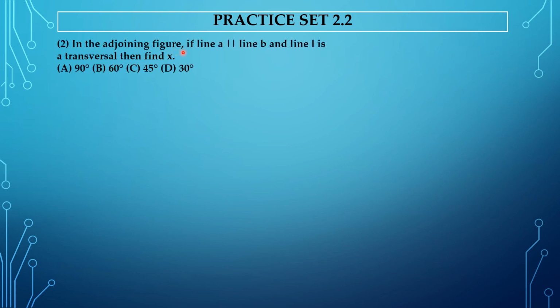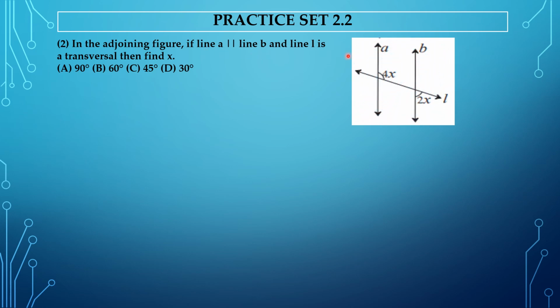In the adjoining figure, if line A is parallel to line B and line L is a transversal, then find x. Now here, can you see the figure? Line A is parallel to line B and line L is a transversal. And here this angle is 4x and in this figure this angle is given as 2x. You have to find the value of x.